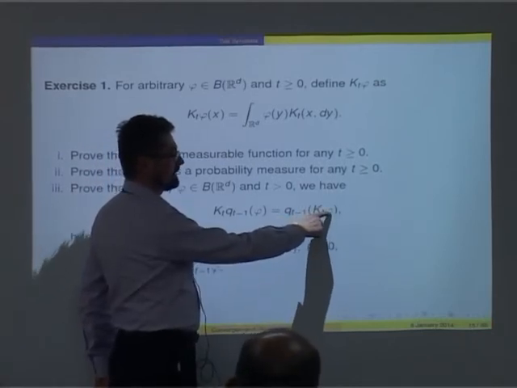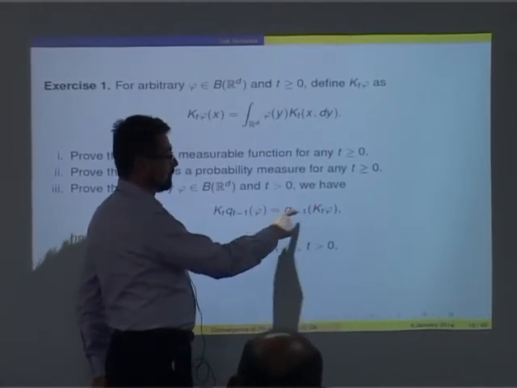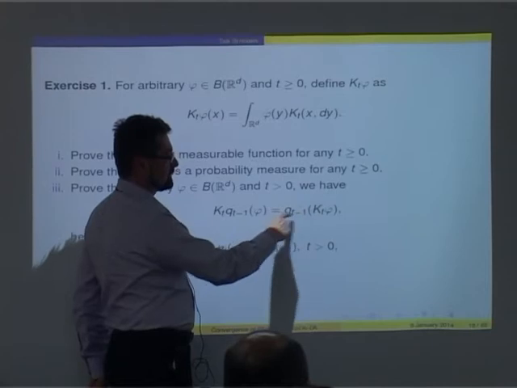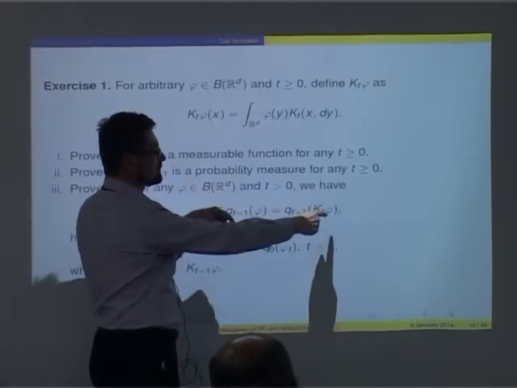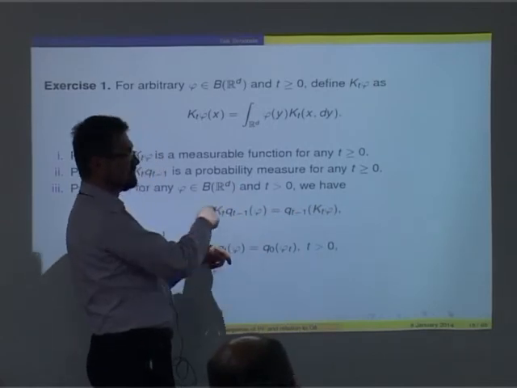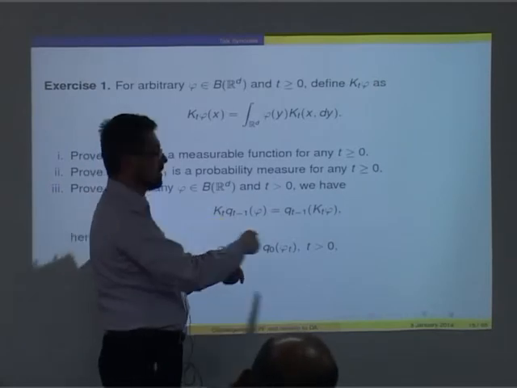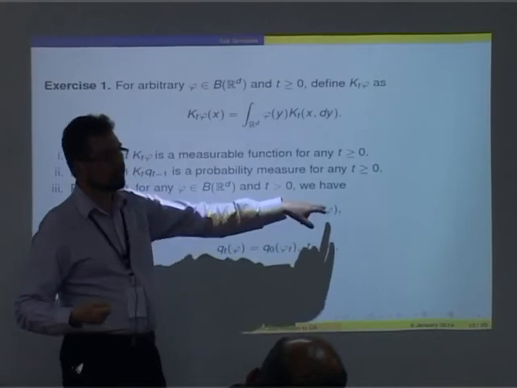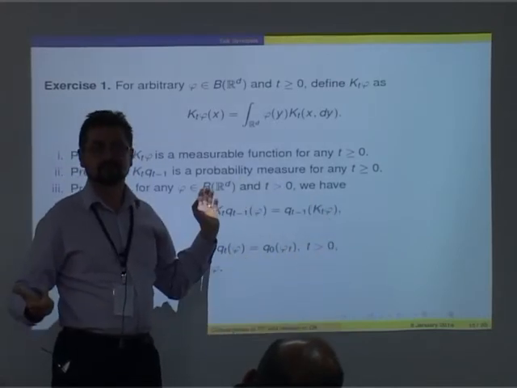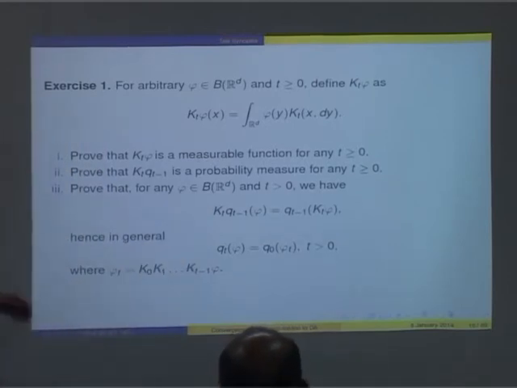You take phi, you integrate with respect to KT, you get a function, which in turn you integrate with respect to QT minus 1. So in some sense, these two guys commute. You either update the measure, and then you take the test function and integrate with respect to the updated measure, or you modify your test function and you integrate QT minus 1 with respect to the modified test function, you get the same thing. Okay? Now this is going to come in useful in the proof of the theorem, so do try to remember this.